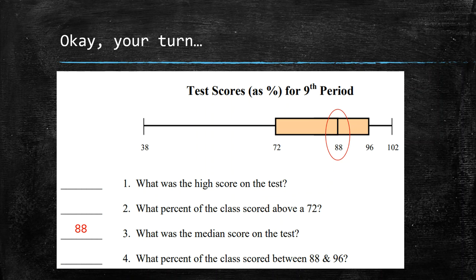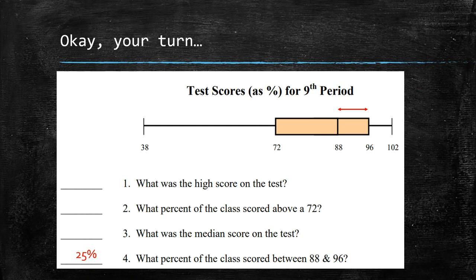And finally, what percent of the class scored between 88 and 96? What percentage of the class scored between 88 and 96? All right, so that last question between 88 and 96 was 25%. It was just one chunk of our box.